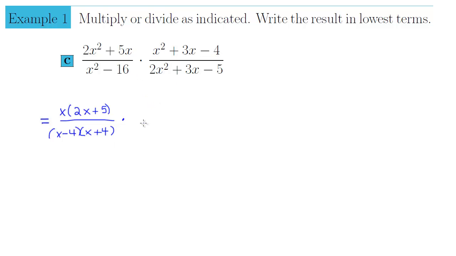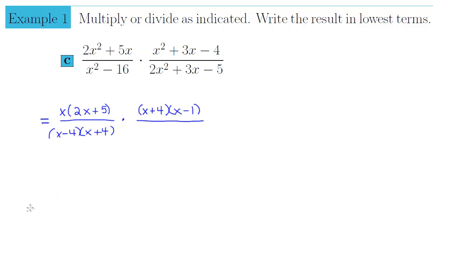Let's take a look here. x squared plus 3x minus 4. Now, this is a trinomial. This trinomial factors as x plus 4 times x minus 1. And you can check: 4 times negative 1 is negative 4, and 4x minus 1x is 3x.